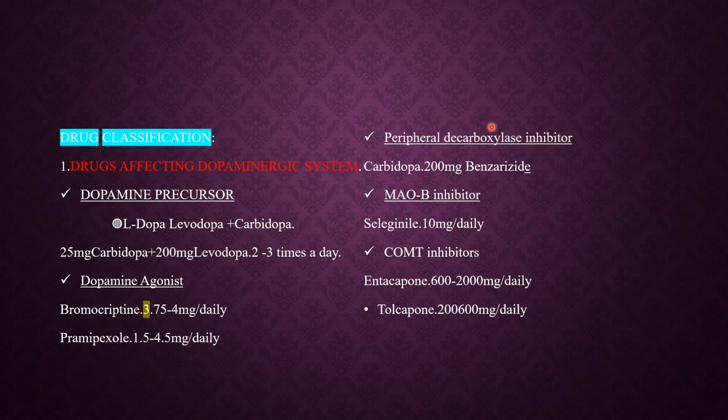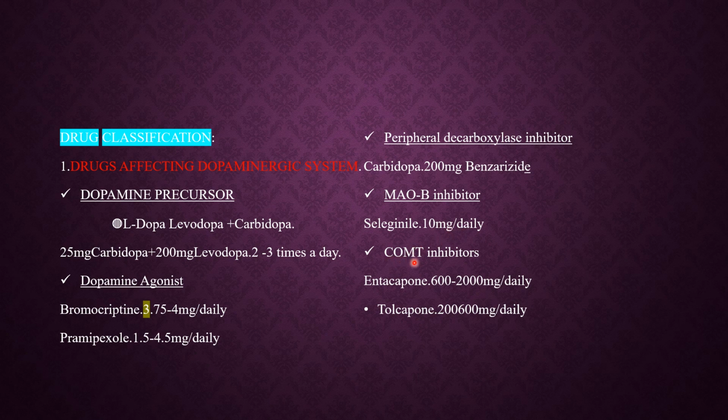Decarboxylase enzyme inhibitor, and the name of the drug is carbidopa, 200 mg. Next is benserazide. Okay. The fourth one is MAO-B inhibitor, monoamine oxidase B inhibitor, and the drug is selegiline. Selegiline dose is 10 mg per day.